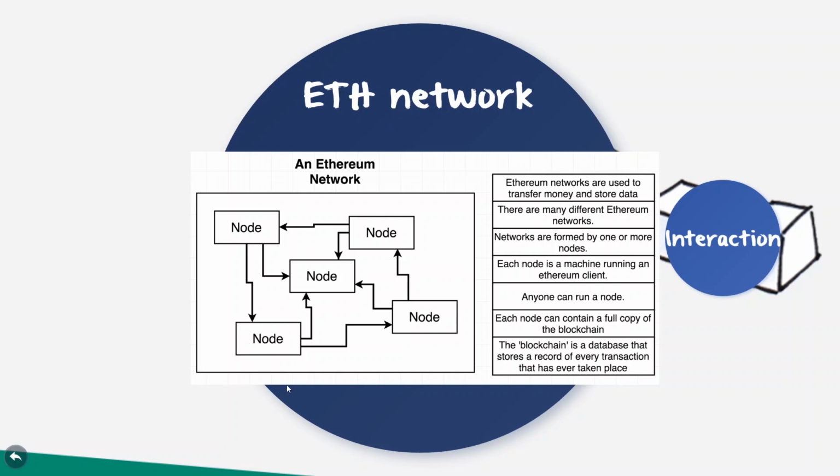So as you can see here, we have a network of nodes. The nodes are connected with each other. They are building a network. The network is mainly used to transfer money and store data. This allows us to build interesting applications on Ethereum.